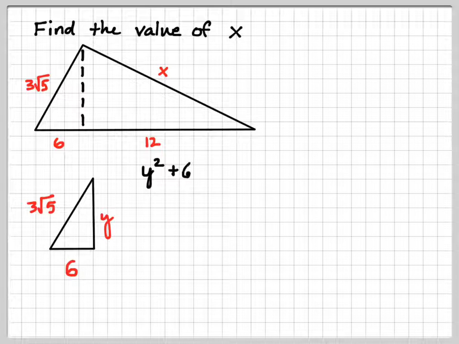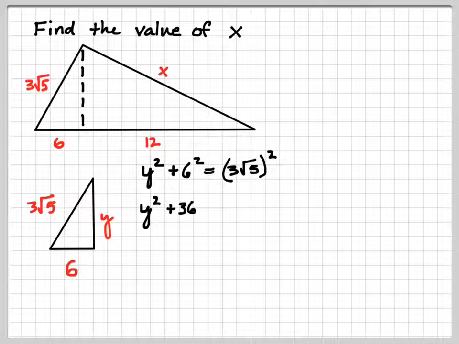Y squared plus 6 squared, that's my a squared plus b squared, equals, now this is a little bit weird because I have a radical in here, but I'm just going to say 3 times the square root of 5, put in parentheses, and square it. Okay, simplifying things, I get y squared plus 36 equals, now what do I do with this 3 times the square root of 5 squared? I'm going to split it up. I'm going to square both items in here because I can do that because of the property of exponents. So 3 squared and the square root of 5 squared.